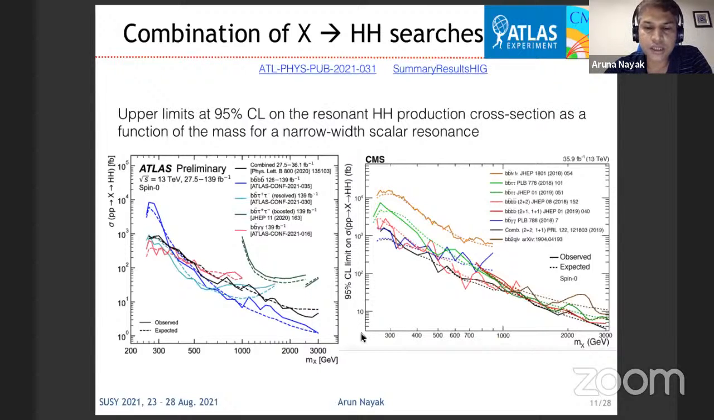So this is a summary of heavy Higgs to light Higgs searches, or Higgs pair production searches, and you can see that.